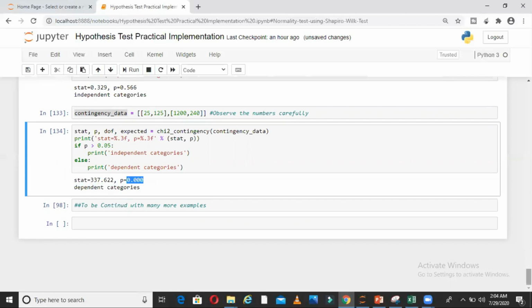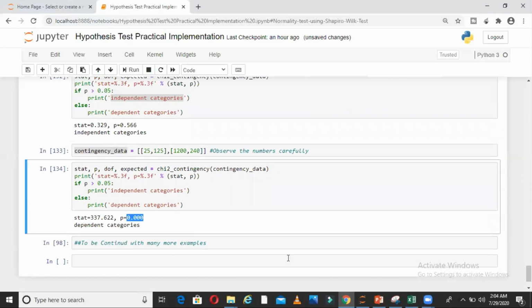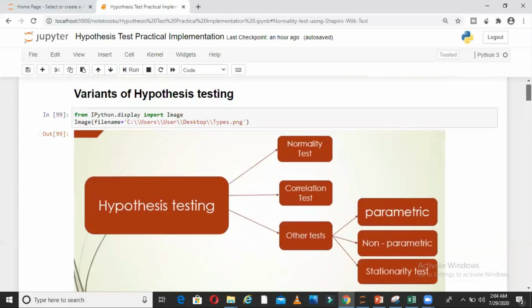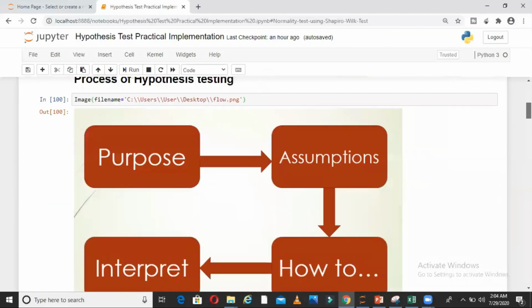Now this video was getting a little longer, so I did not do many more. There are many more, like the initial ones I was showing you. In parametric there will be ANOVA coming, there will be t-test coming. In non-parametric also some more will come. For stationarity I will show you the Dickey-Fuller test. There are many more things which I will cover as part 2 of this video.